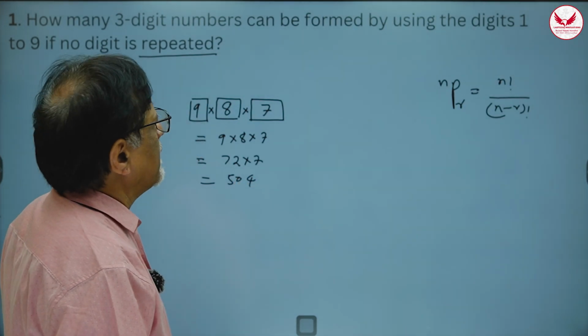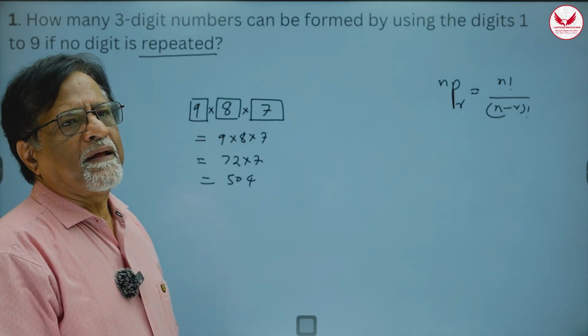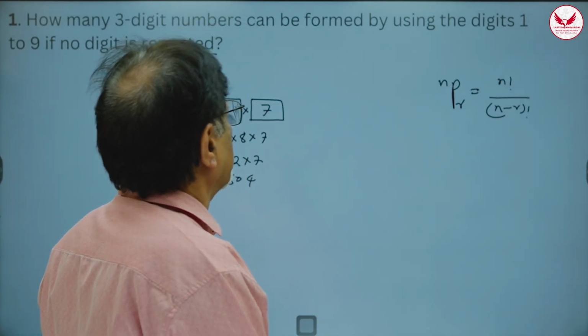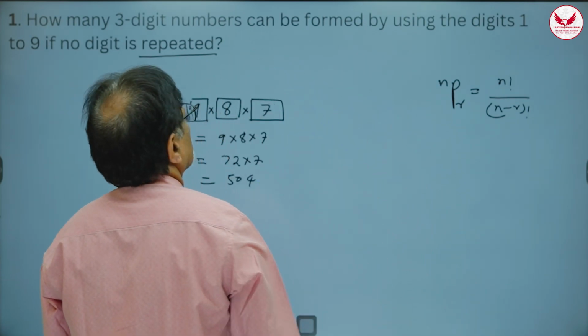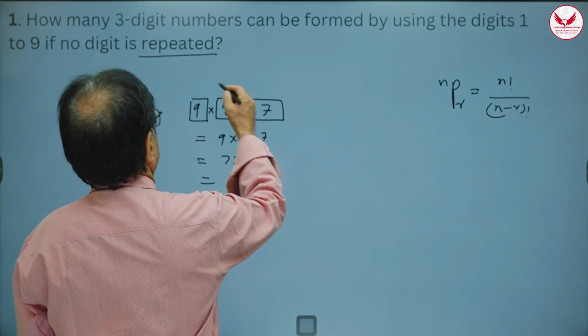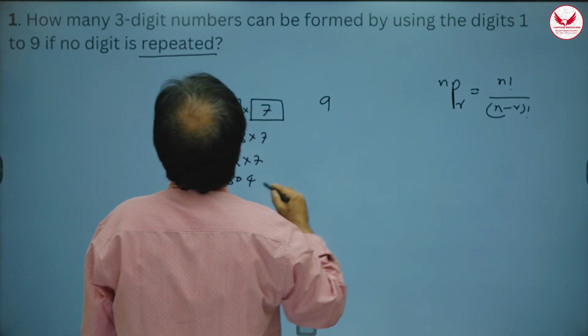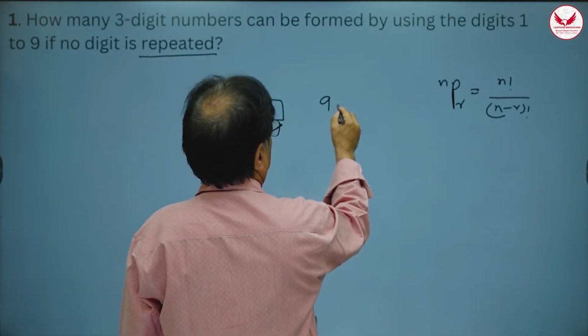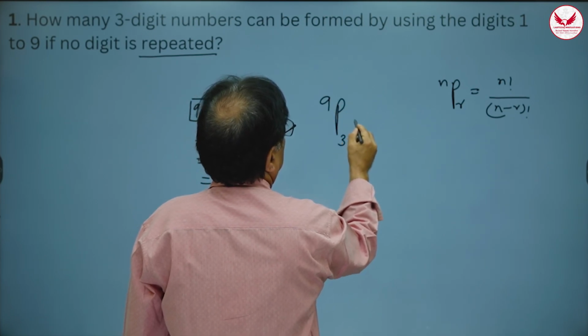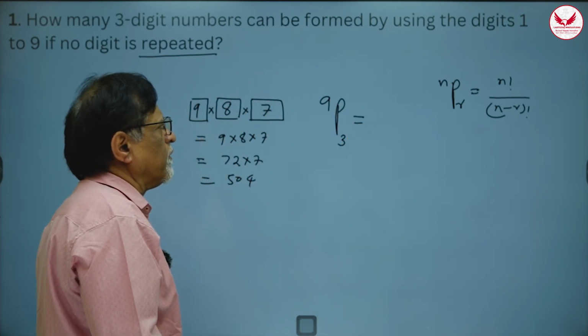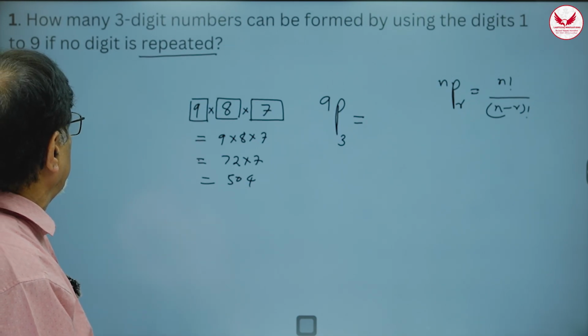504 is the answer. But here I have just applied the multiplication principle, and this problem can be done by using this formula also. So how many digits were available? There were 9 digits available, right? And r is what? Only 3 are to be filled. So 9P3, that is another way of solving this problem. So there are 9 digits available, right?